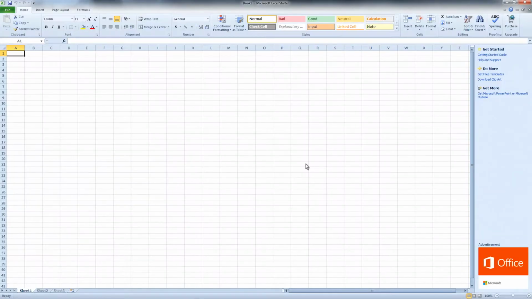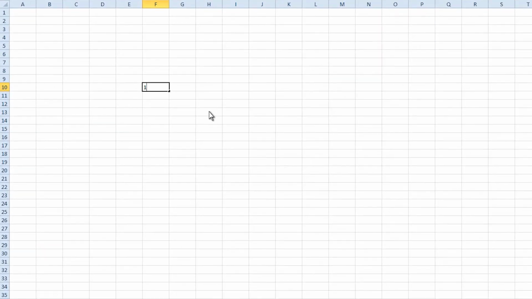Now that we know 5 of the most common operations, let's see if we can get Excel to do some math for us. Click on any empty cell. I'm in F10. Type 1 plus 1 and press enter. Notice how we've moved to the next cell, but Excel has not done any math.